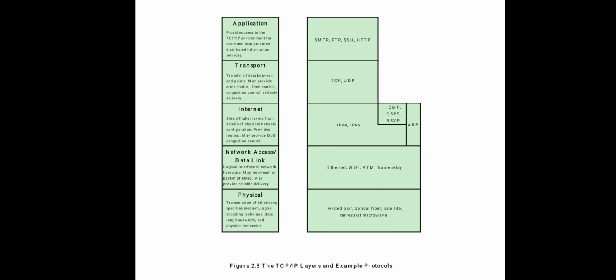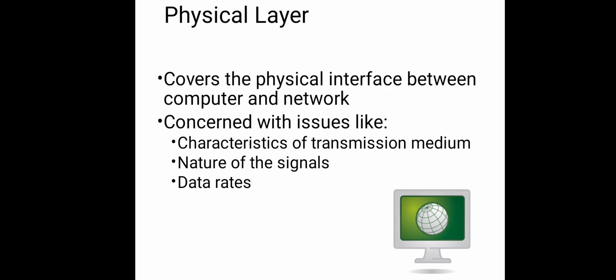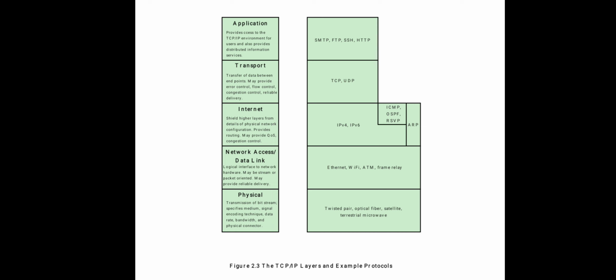There are five layers in TCP/IP. First is the application layer, then transport, internet, network access or data link layer, and then the physical layer. The application layer consists of protocols like SMTP, FTP, SSH, HTTP. HTTP is something we can find in Chrome. Then the transport layer contains TCP or UDP.